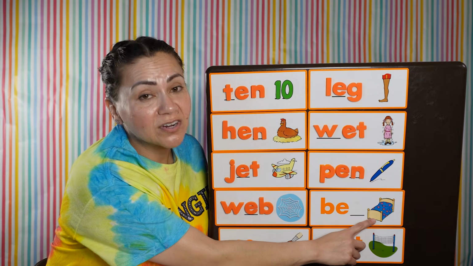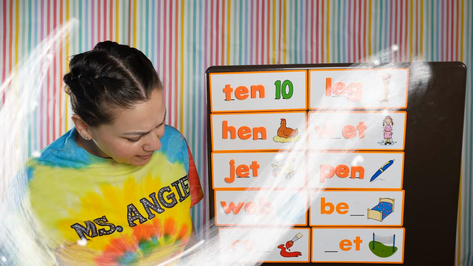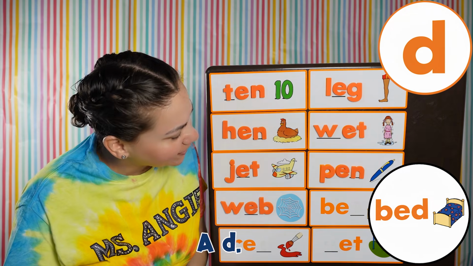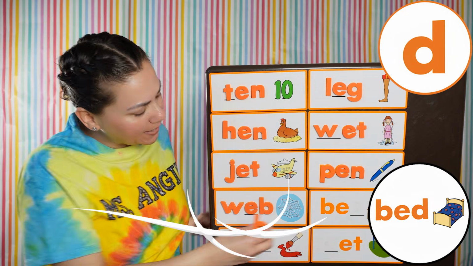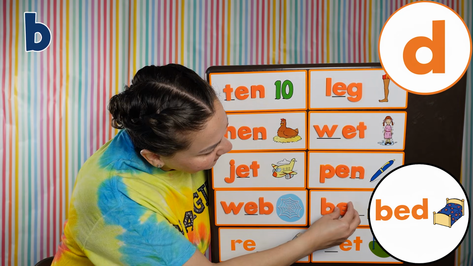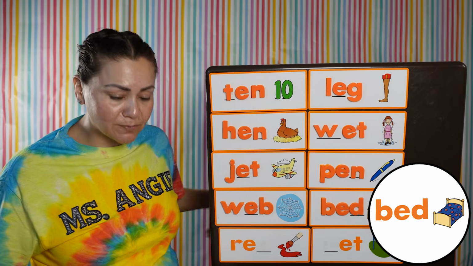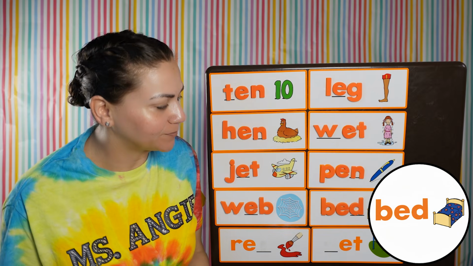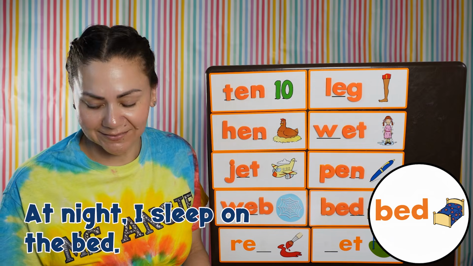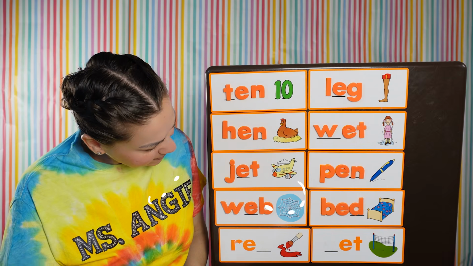Here is a picture of a bed. Bed is missing a letter here at the end. Can you tell me which letter is missing? A D. That's right, a D. Now let's spell the word bed. Ooh, a D there at the end. Bed is spelled B-E-D. That spells bed. Now let's make a sentence with the word bed. Can you say, at night I sleep on the bed? At night, I sleep on the bed. Good job. Now let's go to the next one.